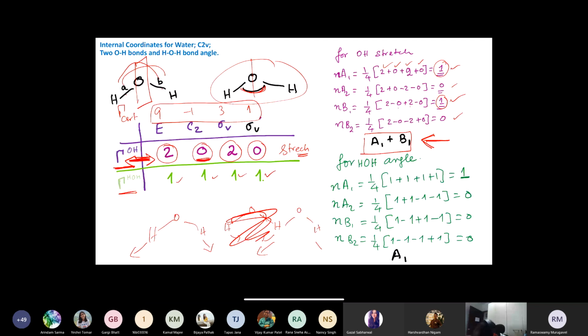Okay. So now we take the HOH as the basis. 1, 1, 1, 1. I think it's very simple. So all under A1 is plus plus plus plus. So 4 by 4 is 1. Here the number of plus and minus are equal under the irreducible representation. So it will be plus 2 minus 2 plus 2 minus 2. So all are 0 by 4. So 0, 0, 0. So essentially you get 1 A1. So you have 1 A1 bending. That's what I drew here as a bending vibration.